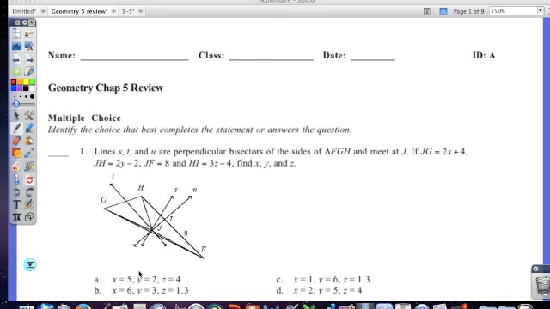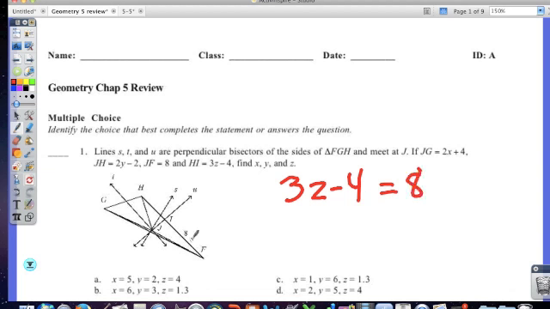So 3z minus 4, which is HI, is bisected by line U. So that means 3z minus 4 will equal 8. And then you solve from there. So 3z equals 12, z equals 4.